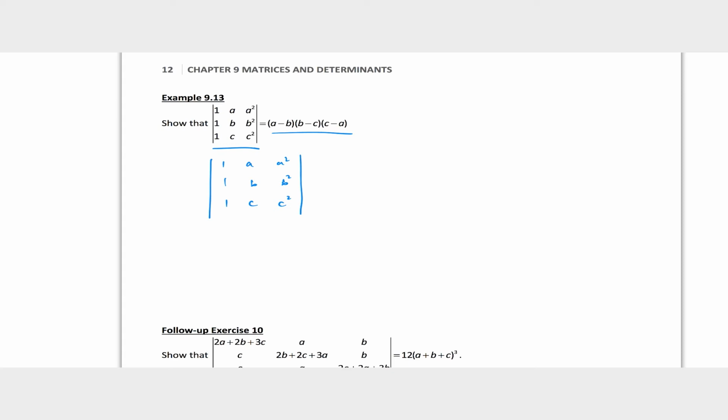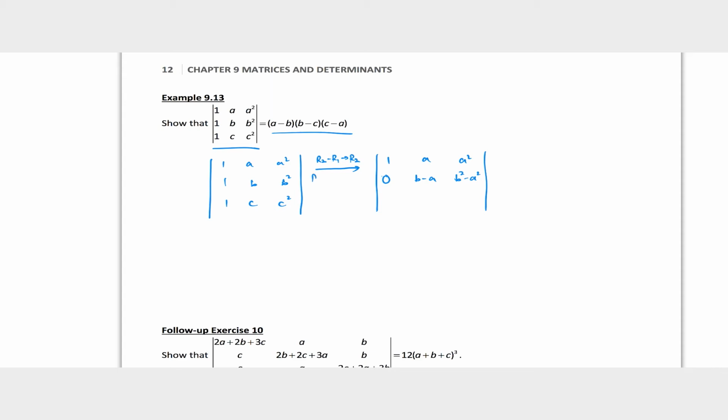How? For example, I know if we use row 2 minus row 1, and then we have new row 2. By using this elementary row operation, we will not affect the value of the determinant. So the new row 2, that means we use this row minus this row, we have new row 2. So this is equal to 0, and then this one is b minus a, and then b squared minus a squared. The first row is unchanged.